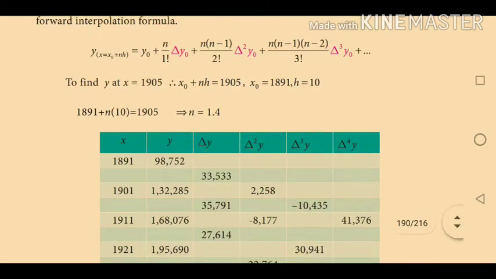x = x0 + nh. x0 is given as 1891, and h is the difference between the two table values, that is 1901 minus 1891, so h equals 10. Substituting x0 = 1891, h = 10 and x = 1905, we get the value of n equal to 1.4.